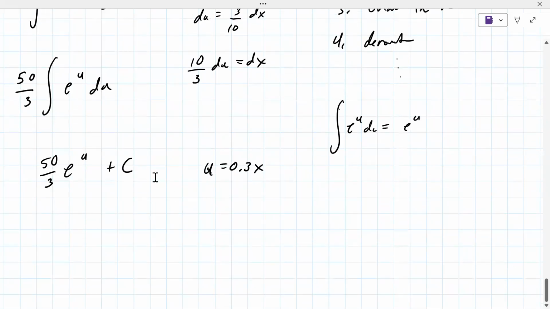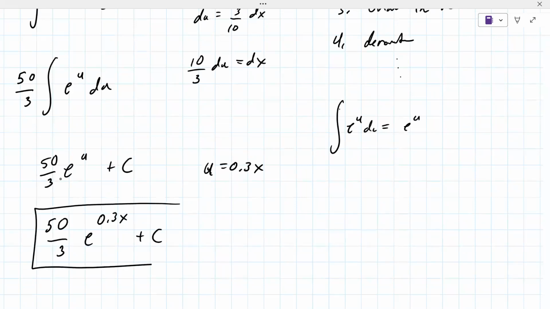I don't think the AP does this, but a lot of colleges will actually give you the answer as a multiple choice where you don't back substitute in. Really horrible for students because it's a common thing to forget to back substitute. Yeah.